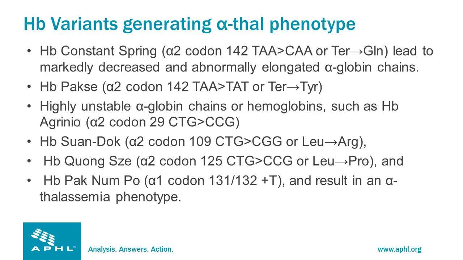As we have deletional types of alpha thalassemia, we also have non-deletional types of alpha thalassemia, usually involving hemoglobin variants. For example, hemoglobin Constant Spring, which has a termination codon mutation, therefore it produces an extended alpha-globin chain, or hemoglobin Pak-C, or other highly unstable hemoglobins like hemoglobin Agrinio, Suan-Dok, Quong Sze, or Pak Nam Po. Next slide, please.